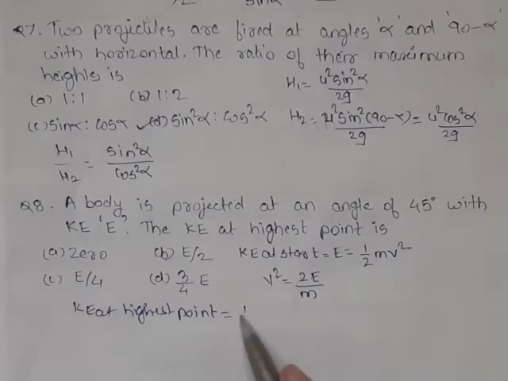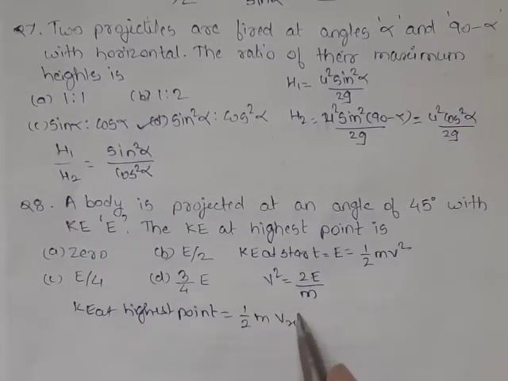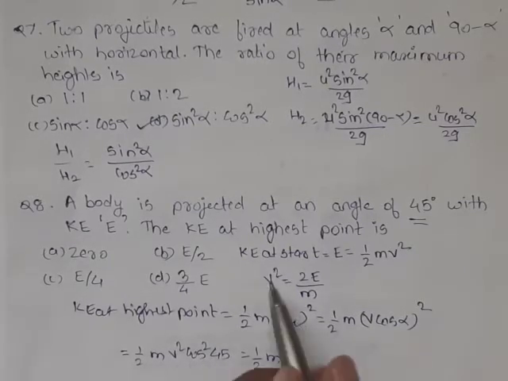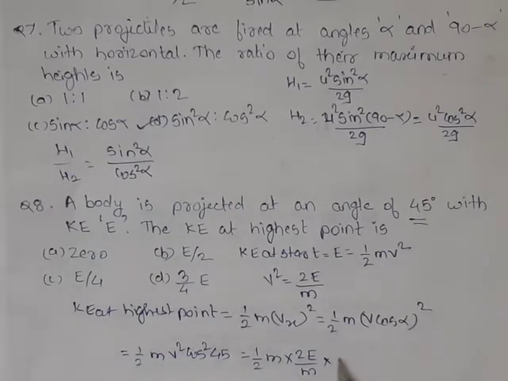So at highest point the kinetic energy is 1/2 m Vx square. So Vx is nothing but the cos component of velocity, or I can say 1/2 m (v cos alpha) whole square. So what is alpha? Alpha is equal to 45 degree. So here we'll put, and what is value of V? So here kinetic energy at highest point equal to 1/2 m v square cos square 45. So 1/2 m. What is value of V square? V square is nothing but 2E upon m. What is value of cos 45? 1 upon root 2, and its square becomes 1 by 2.